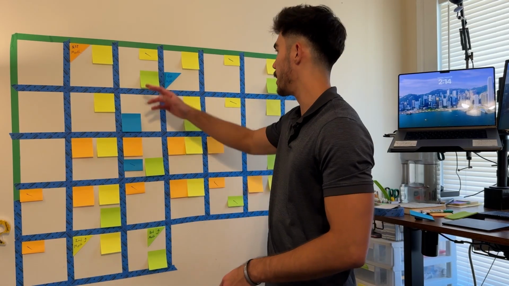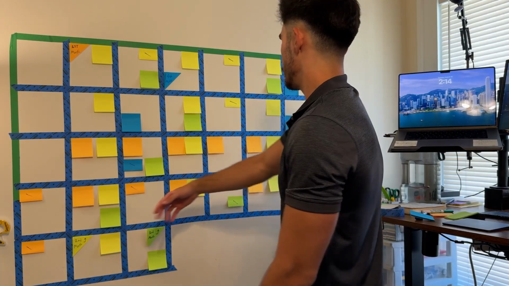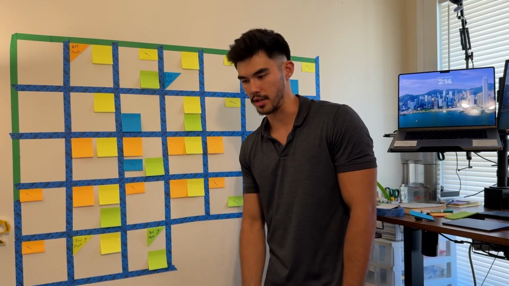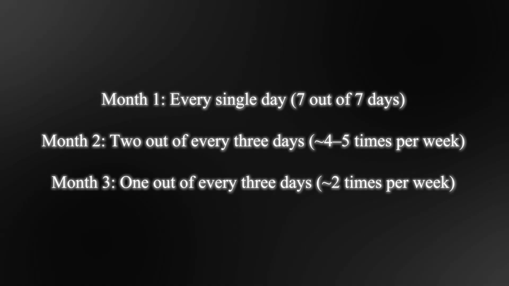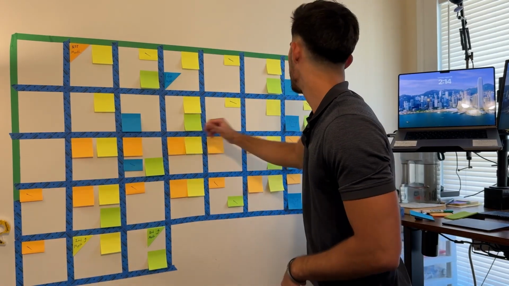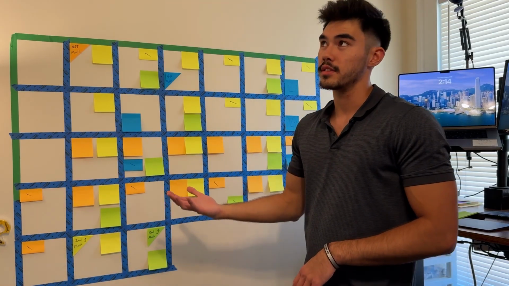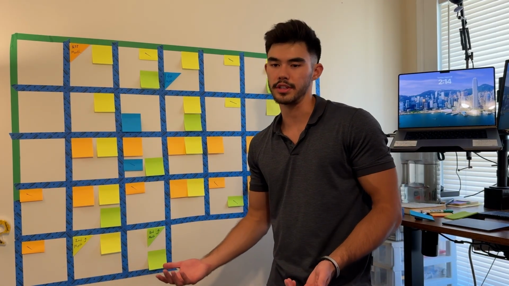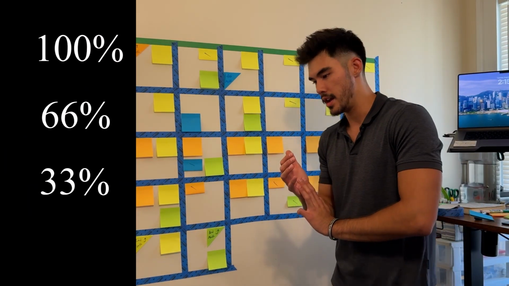Then in the third month, if we look, we've got 2, 3, 4, 5, 6, 7, 8, 9, 10 posts. So now you're looking at a 33% posting schedule. So you're going from every single day to 2 out of every 3 days to 1 out of every 3 days to, in the fourth month, now we've got 1, 2, 3, 4, 5, 6 out of about 30 days, which is about 1/6 of the time, right? I think that's 1/5 actually. So again, 100%, 66%, 33%, 20%, right?